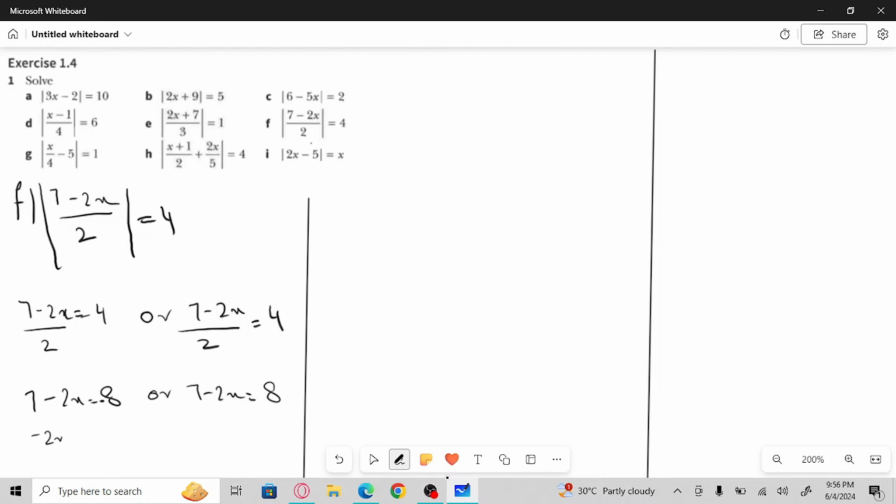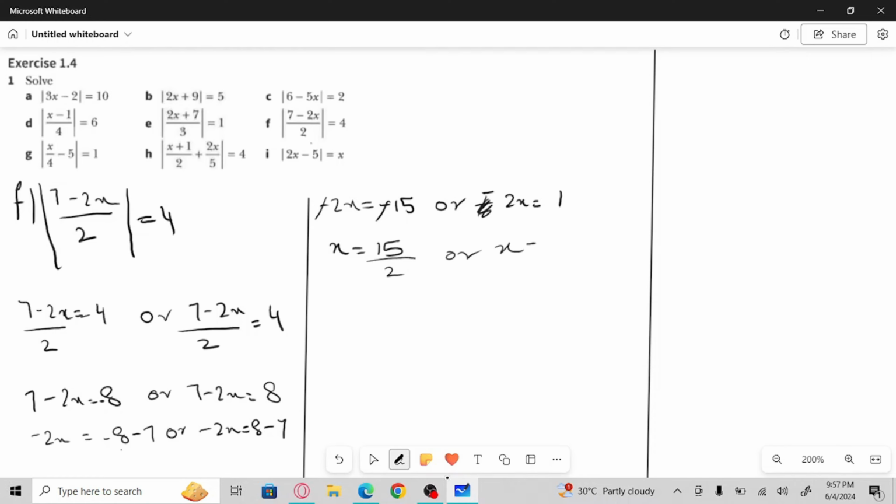So again, negative 2x is equal to negative 8 minus 7, or negative 2x is equal to 8 minus 7. Simplifying this further, minus 2x is equal to minus 15, or minus 2x is equal to 8 minus 7, which is 1. So x is equal to 15 upon 2, or x is equal to negative 1 upon 2. Again, we have two values. We will input these values so that we can see if they are correct.